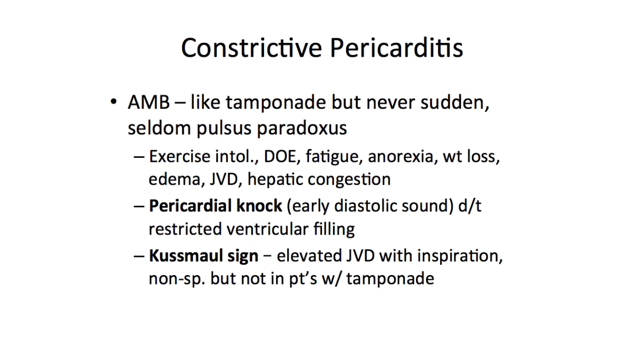A characteristic sign of constrictive pericarditis is a pericardial knock, which is an early diastolic sound. This occurs due to the restricted ventricular filling. Another sign that you may see is the Kussmaul sign. This is when you have an elevated jugular venous distension with inspiration. It's a nonspecific finding, but it does not occur in patients with cardiac tamponade.